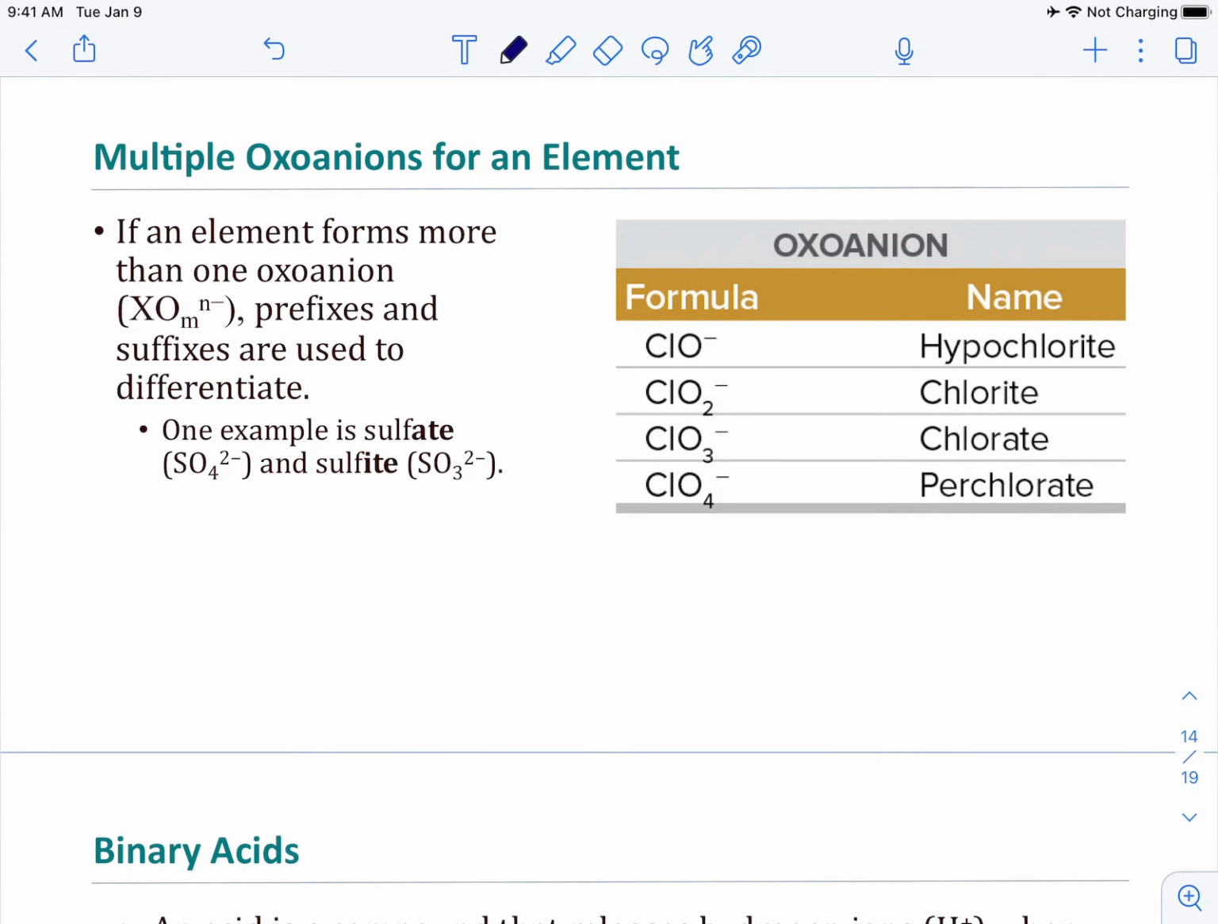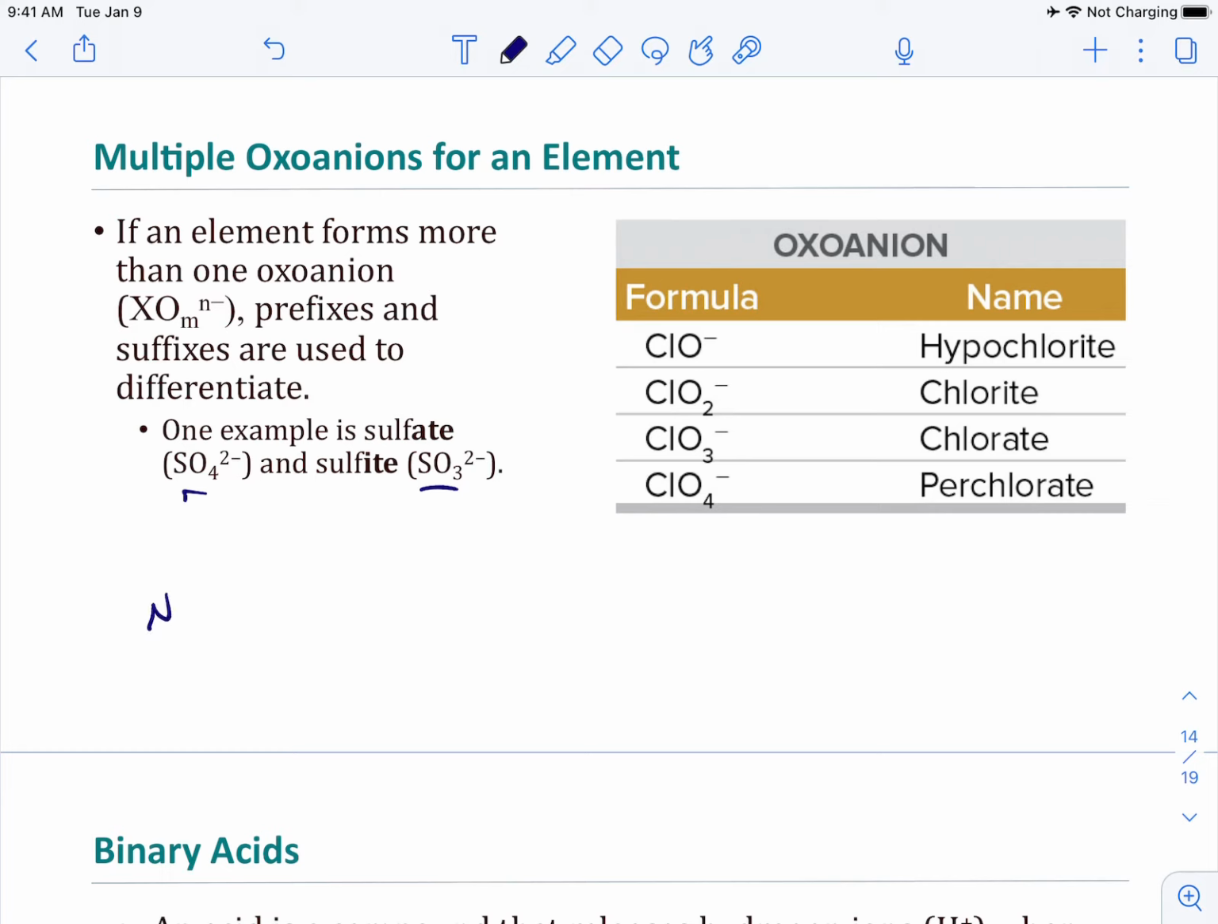So this is the idea. If you have multiple oxygens, they name it in a sequence of up to 4. Not all of them have 4. So for example, sulfate and sulfite, those are the only 2 polyatomic ions, so you only use the ate and the ite. And the one with more oxygen is always going to be the ate. Okay?